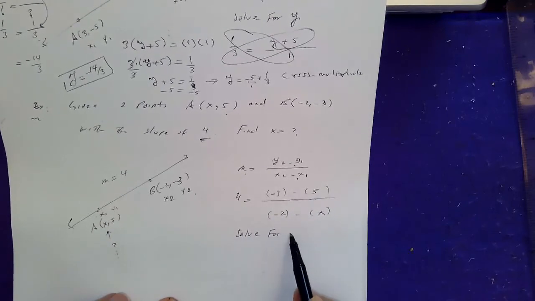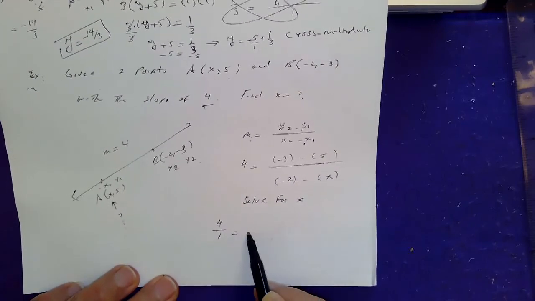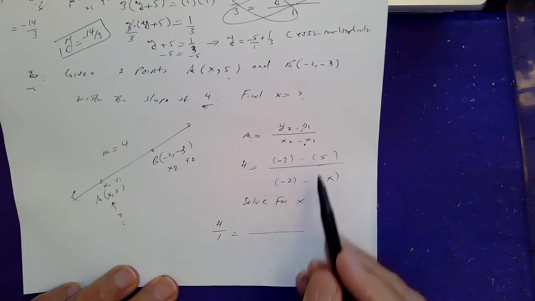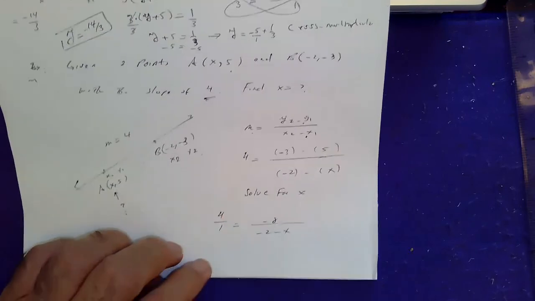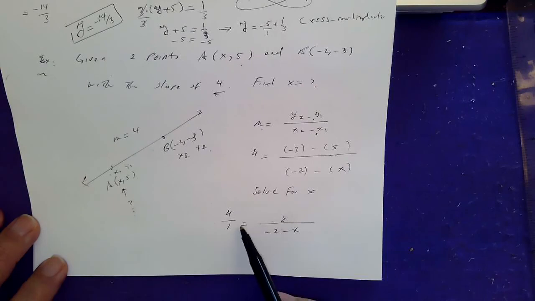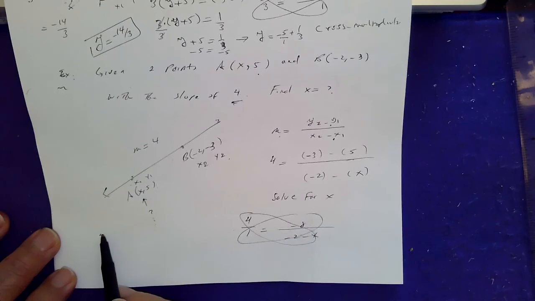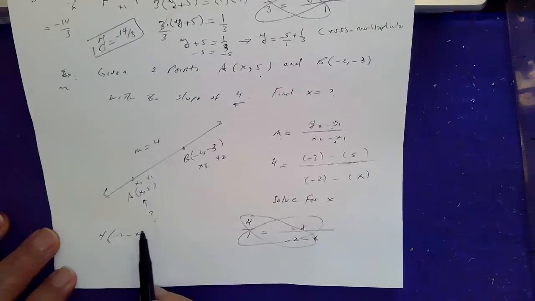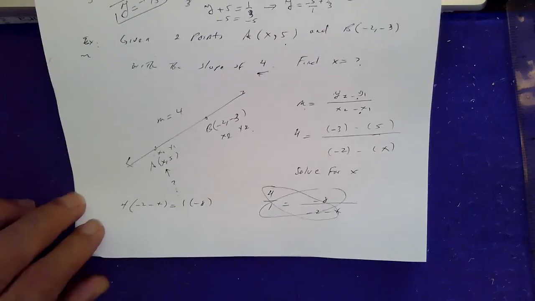What is my job now? To solve for x, correct? So I'm going to give a denominator of 1 to 4. So -3 minus 5 is negative 8. And that's negative 2 minus x. Once again, because I have an equality of 2 fractions, I'm going to cross multiply if you don't mind. So I'm going to get 4 times (negative 2 minus x) equals 1 times negative 8.